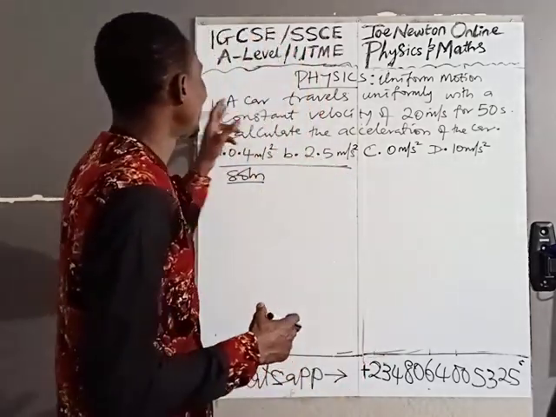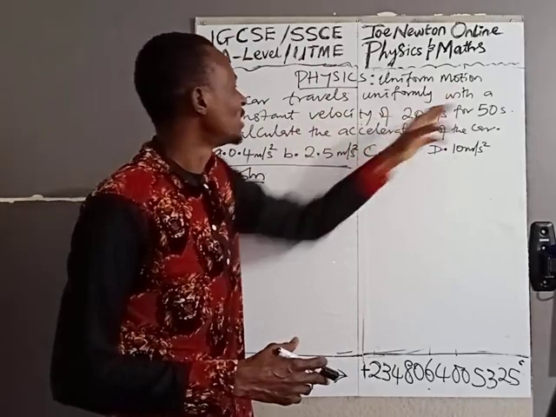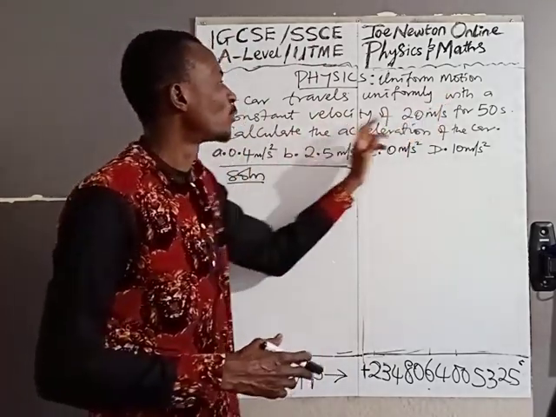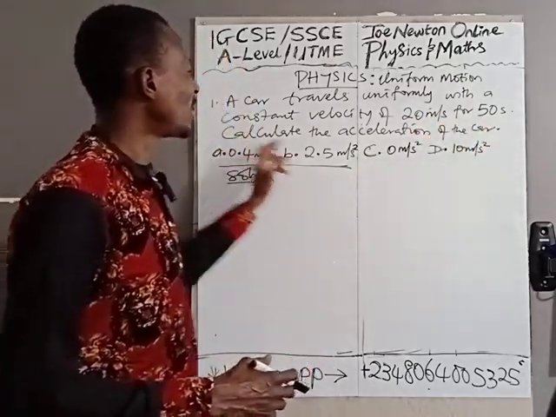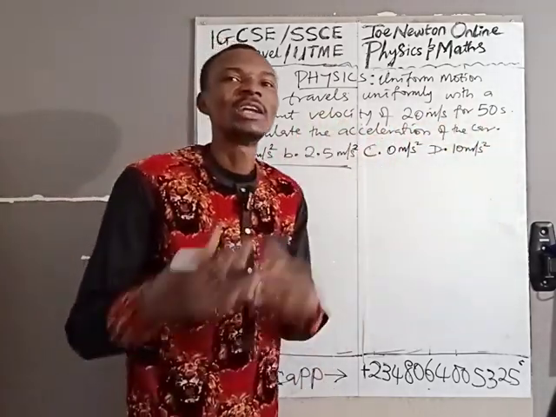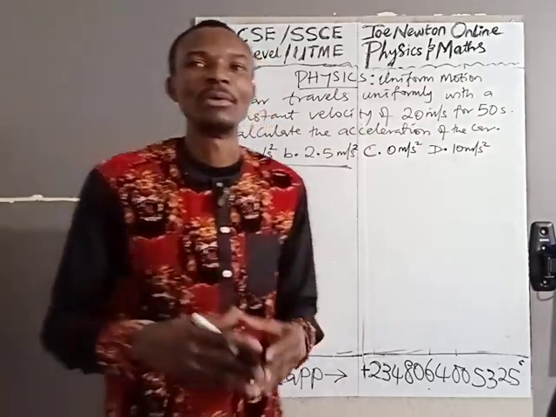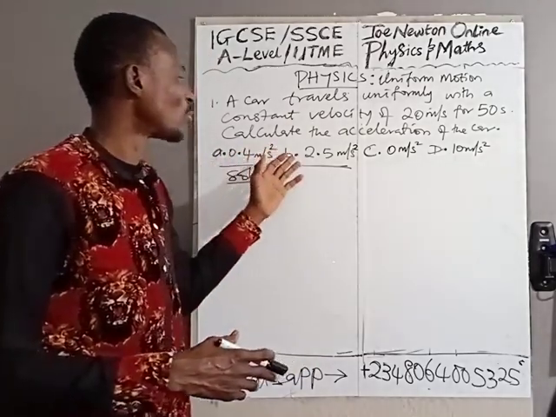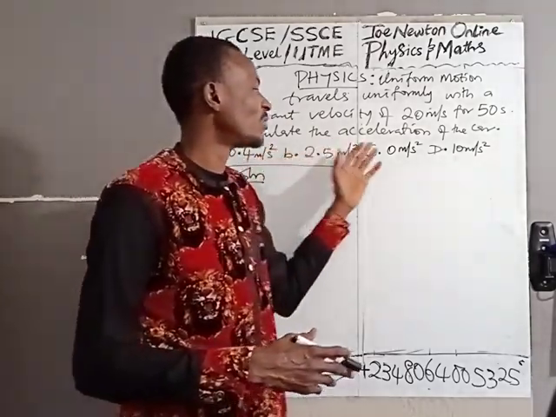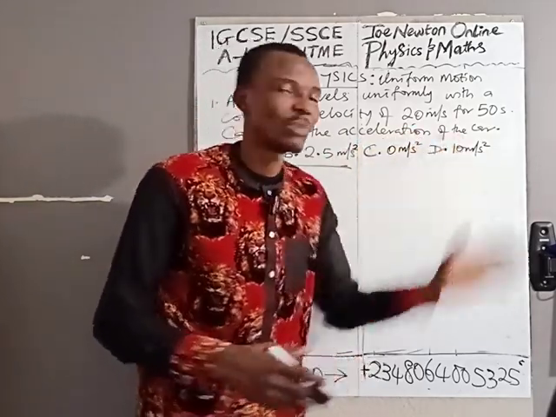The question says that a car travels uniformly with a constant velocity of 20 meters per second for 50 seconds. Then we are asked to calculate the acceleration of the car within that time frame or within that period. We are given a range of options as 0.4 meters per second square, 2.5 meters per second square, 0 meters per second square, 10 meters per second square.